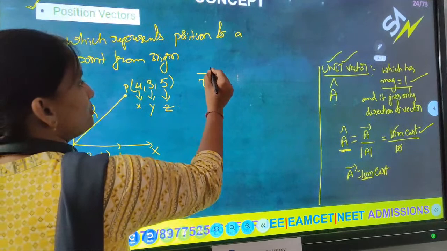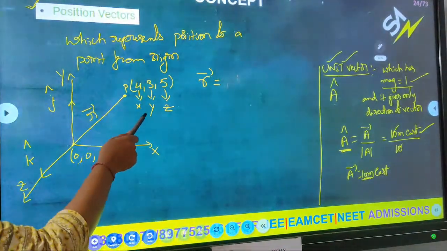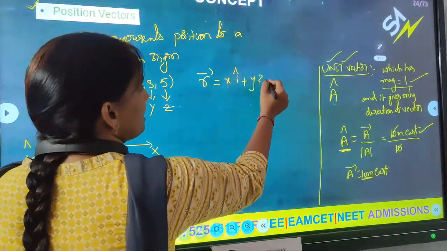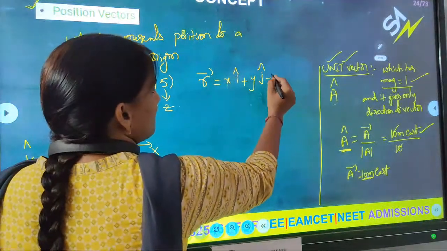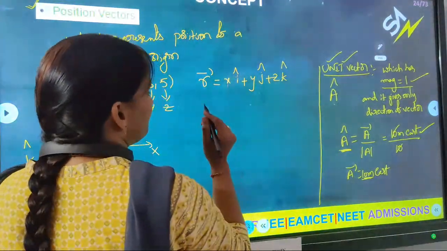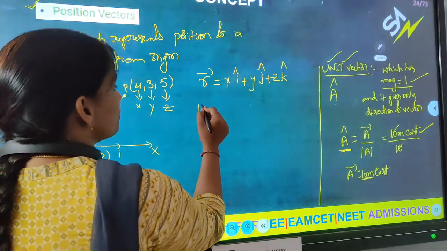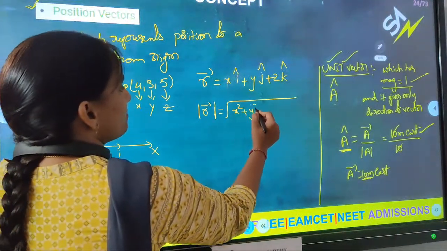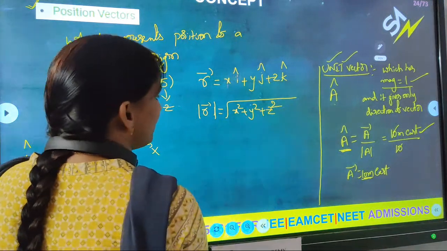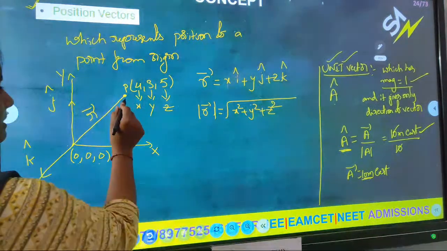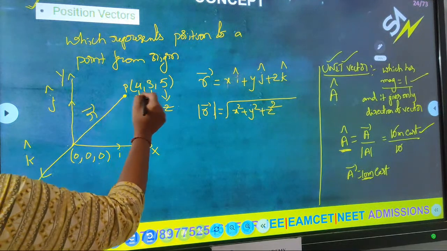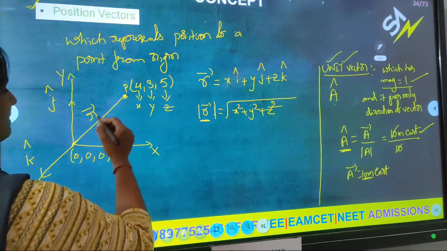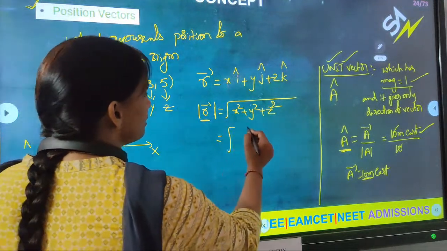So in general, the position vector of a particle having coordinates x, y, z, we can represent as x times i cap plus y times j cap plus z times k cap. And the magnitude of the position vector is the square root of x square plus y square plus z square. Here, for this particle having coordinates 4, 3, 5, the magnitude is nothing but the length of this position vector. So we need to take the square root.